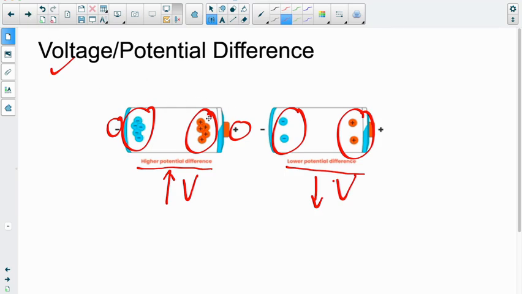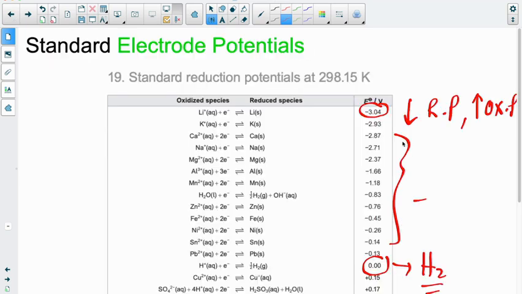Now, of course, we can measure the voltage of a battery by using a multimeter or a voltmeter. So how does this concept apply to electrodes that are placed in solutions? So again, we are trying to determine what these values mean, and of course, we're going to take a look at how they are actually determined.